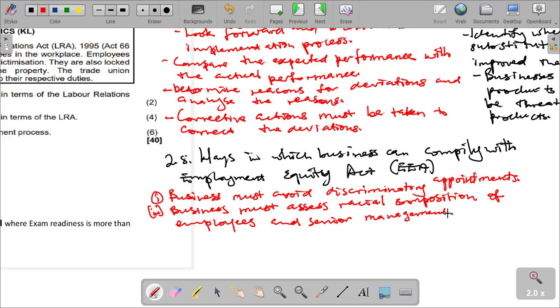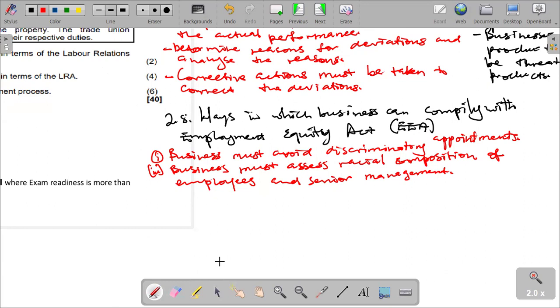We have got coloureds, we have got blacks, we have got whites, even in terms of tribal representation, which we can talk about, for example, in South Africa, which is a multiracial country, where different natives and different races are found. So therefore, in terms of the Employment Equity Act, businesses or organizations must look into that respect.